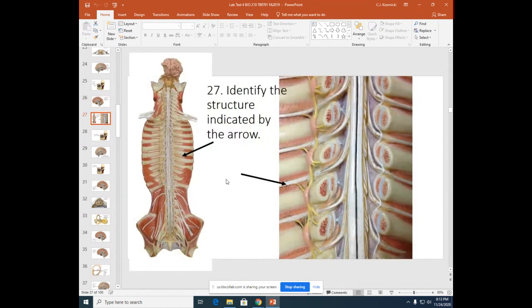All right, here we go. Identify the structure indicated by the arrow. Look at what you're seeing there. Look at the color, and see what it's close to if you're not really sure. What do you think? Yep, intercostal nerve. Is the intercostal nerve a posterior ramus or an anterior ramus of the spinal nerve? Remember how the spinal nerve has branches?